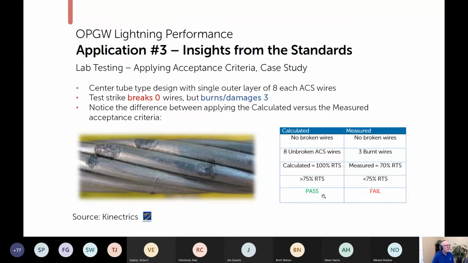However, when you actually went and did a tensile test, you still had no broken wires, but when you measured the remaining strength, you got only 70% rated breaking strength, and that's less than the 75% pass-fail criteria, so therefore that's a fail. So which is it? Did the cable really pass, or did the cable really fail?